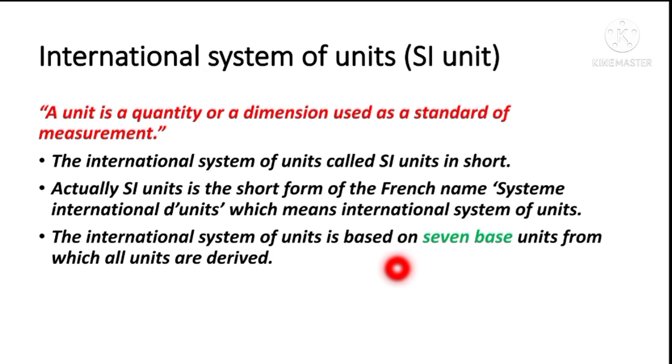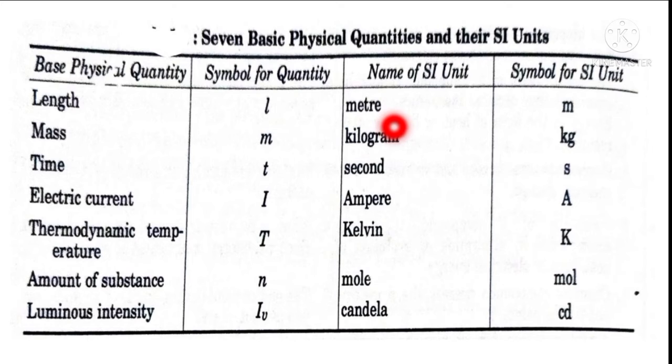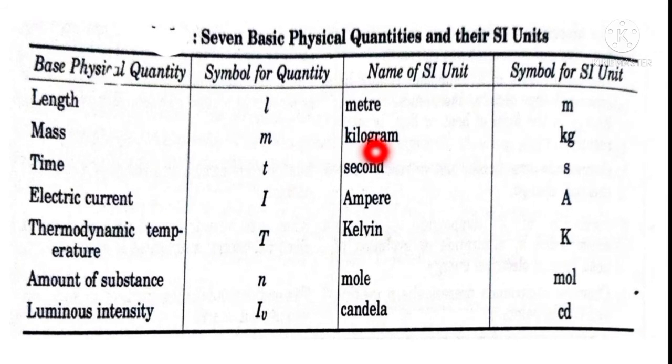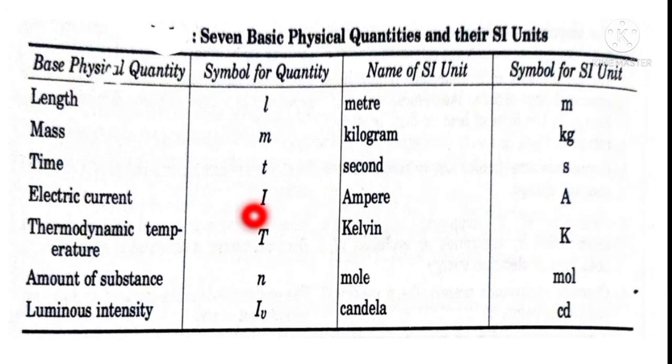So here there are a total of 7 basic units, and you must know what these 7 basic units are. The first one is length, its symbol is L and its unit is meter, and the symbol for the unit is small m. Mass, the symbol of mass is m, but it is measured in kilogram, kg. Similarly, time, T, and its unit is second, s. Electric current, I, its unit is ampere, symbolized by A.